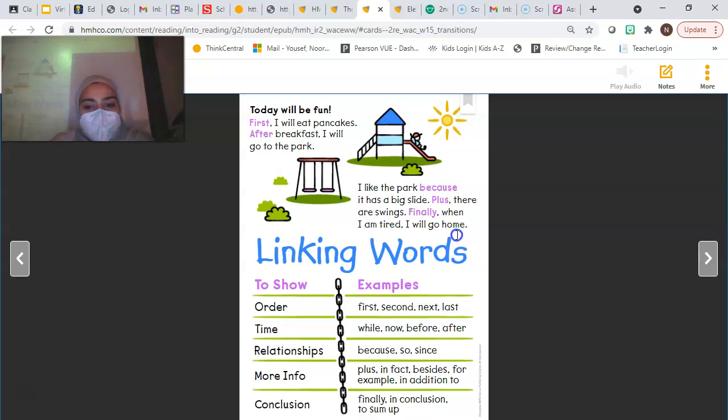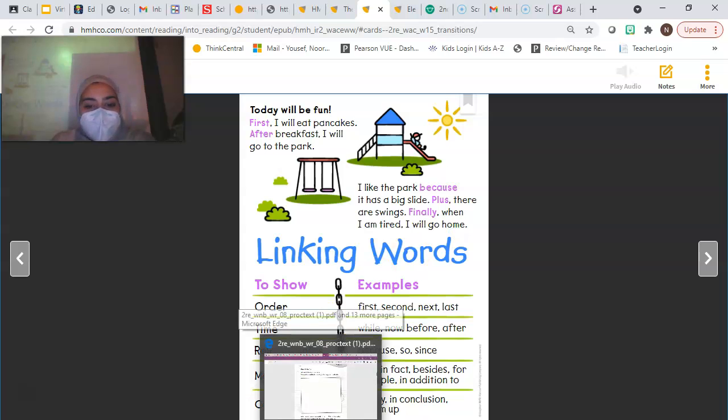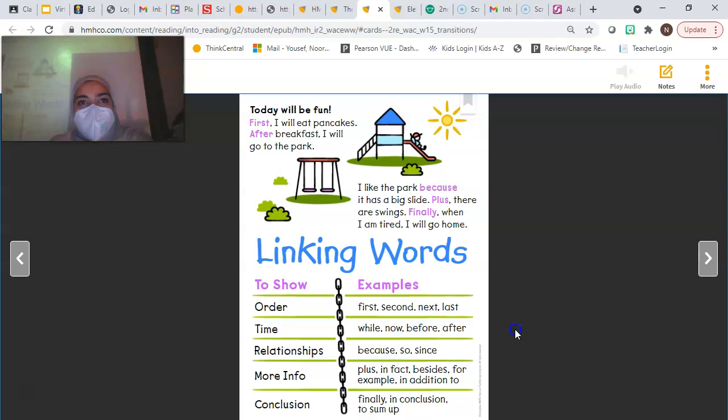In your writing packet. Actually, I changed my mind. I don't want you to write it in the writing packet. I want you to write it in your writing notebook. I think it's more important to have it in your writing notebook because this way in the future when we go back to linking words or making your story make more sense, then you can always go back to it.